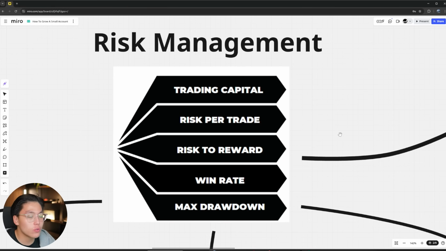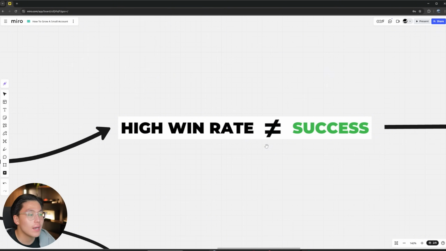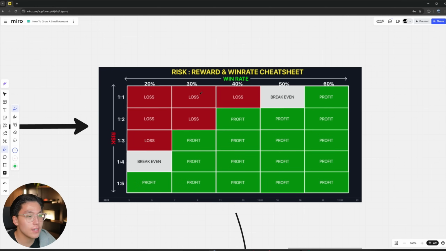Next, we have risk to reward and win rate. A misconception that we have is just because you have a high win rate does not mean you're successful when it comes to trading. So right here, you can see I have the risk to reward and win rate cheat sheet. And where I personally lie when it comes to trading is around a 40% win rate with a 1 to 2. And I lie in this area right here.